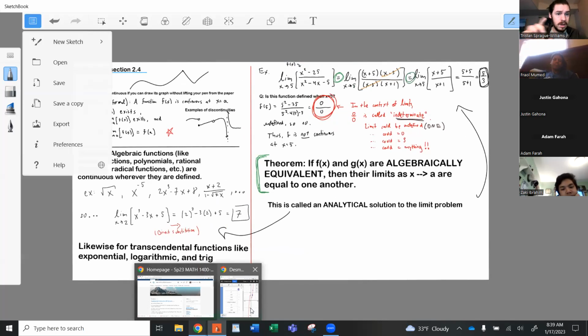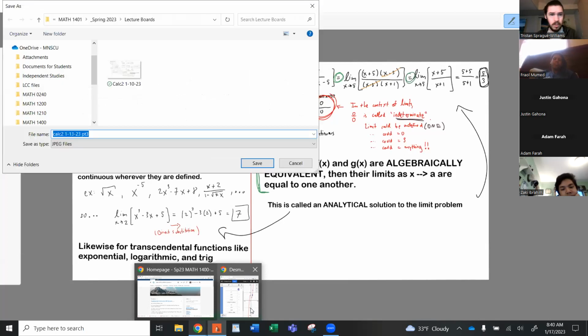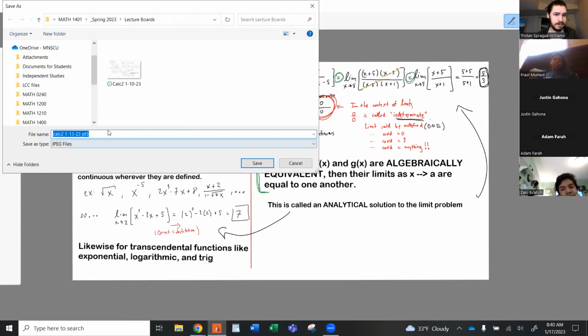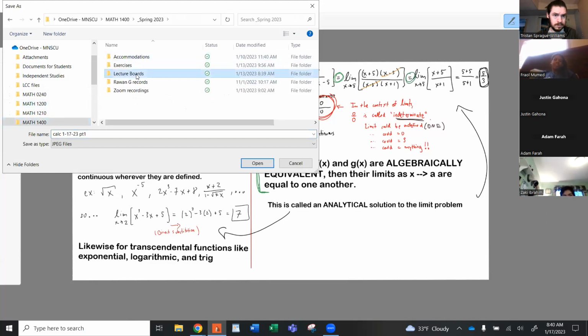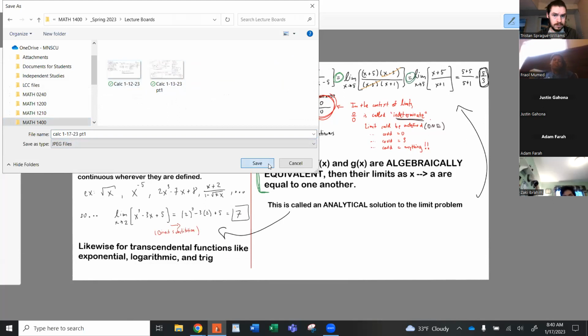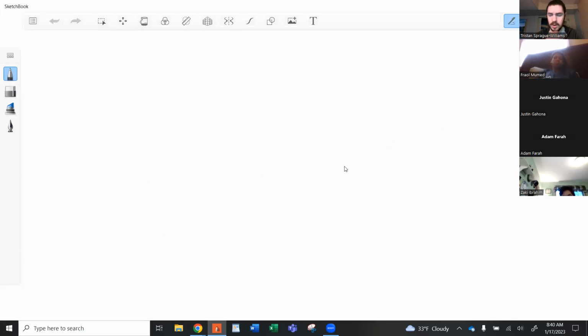Let's export this and get a nice fresh page, and we'll do 2 more examples. Okay, so that page is not lost, it is saved. So I'll post it for you guys later.